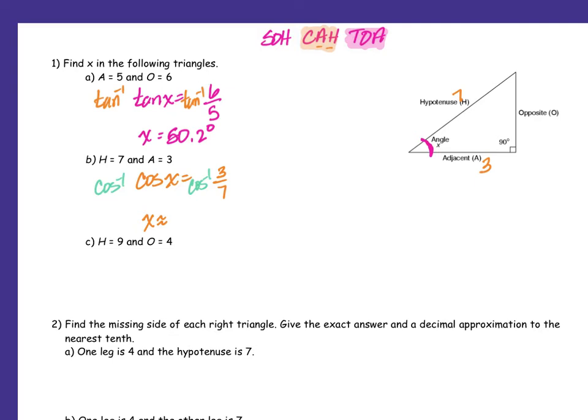last one also. So I'm going to go to my functions, and I'm going to go to cosine this time. Cosine inverse of, what is it? 3 divided by 7. And that is approximately equal to 64.6 degrees.